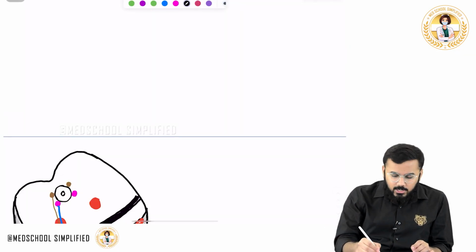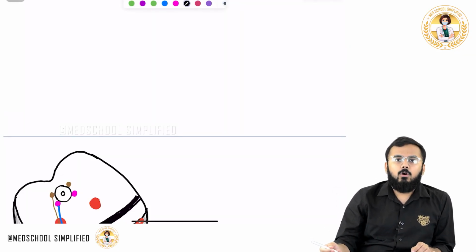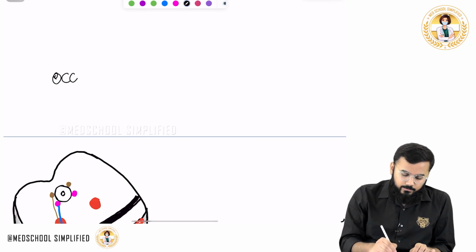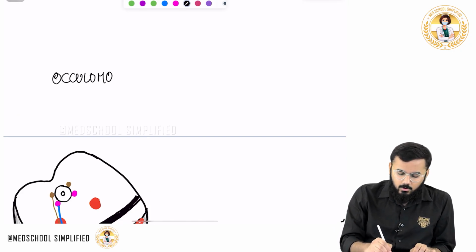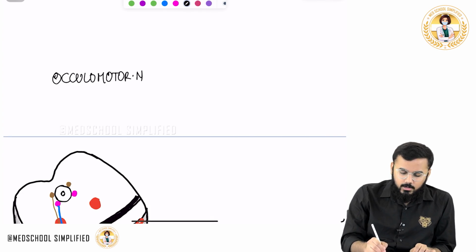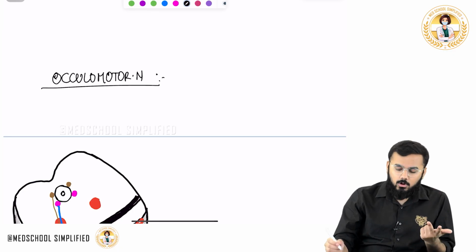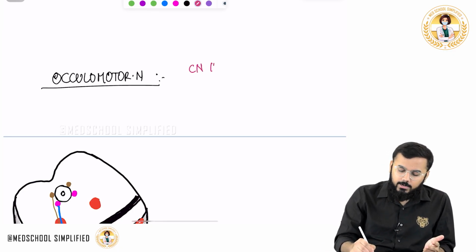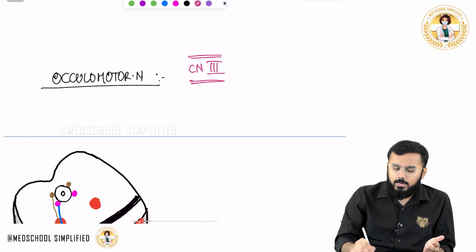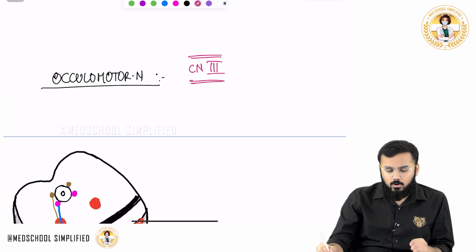Hello guys, so now we shall be discussing the anatomy of the oculomotor nerve. The first cranial nerve is olfactory, next is optic, third is oculomotor nerve, which is your cranial nerve number 3. So this is your oculomotor nerve.